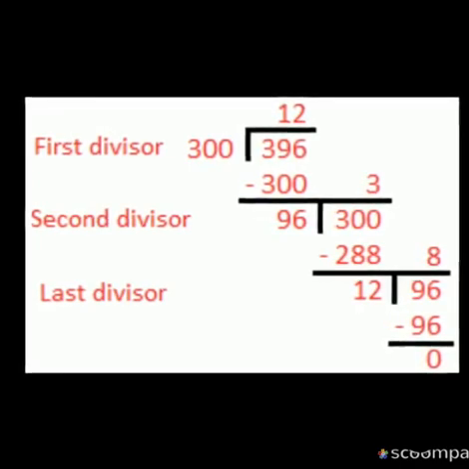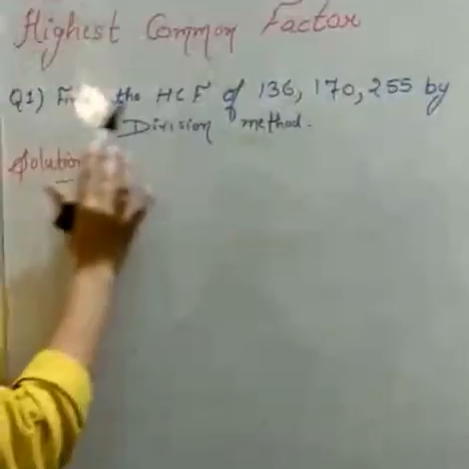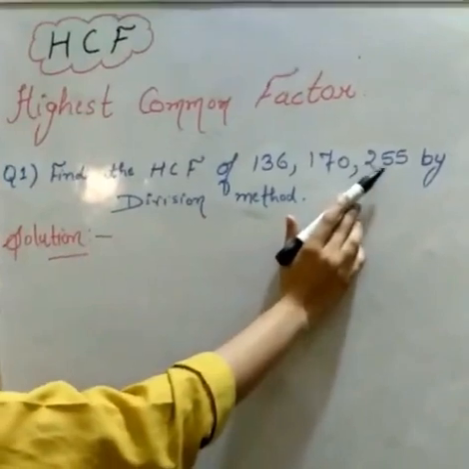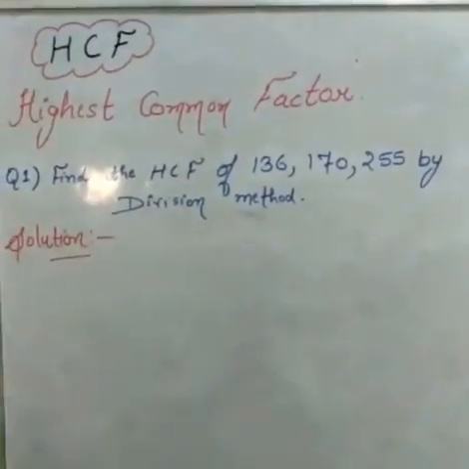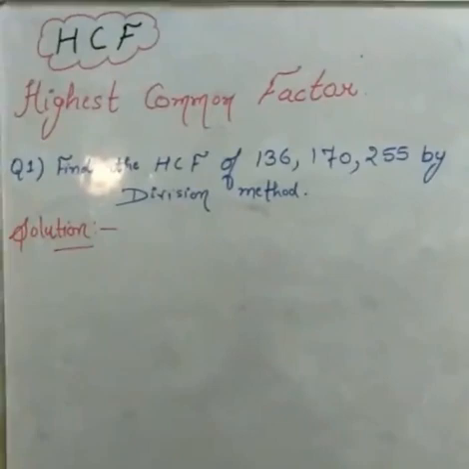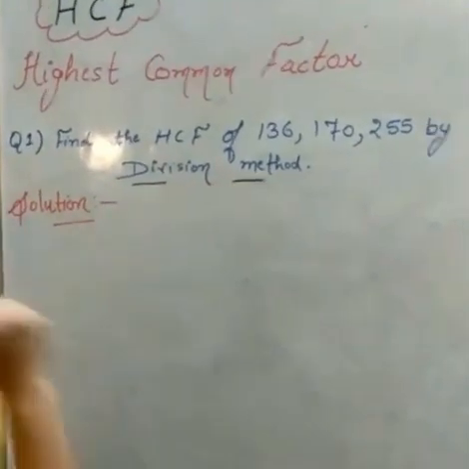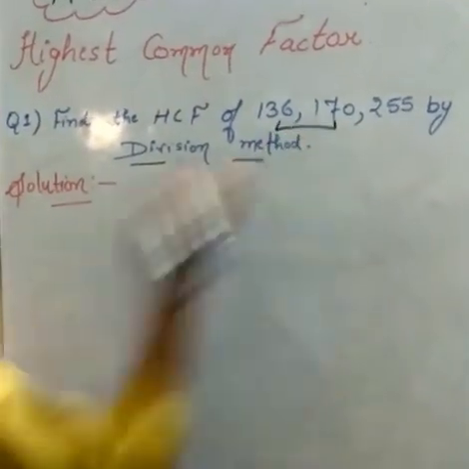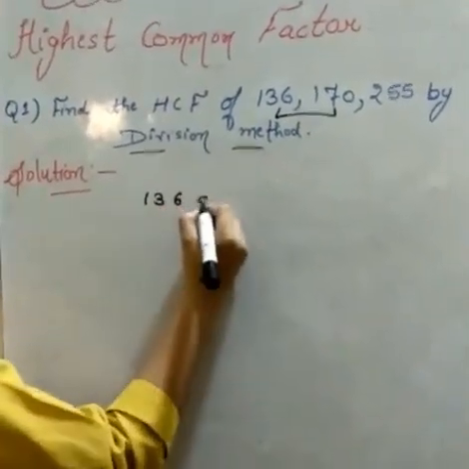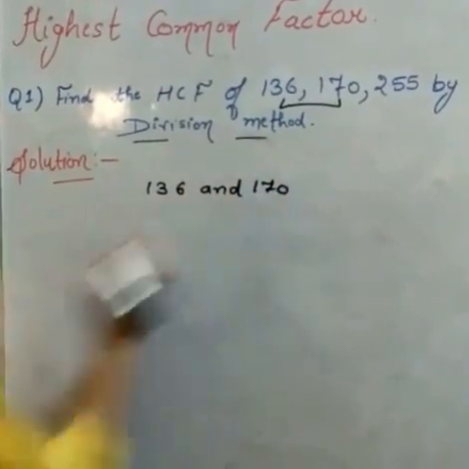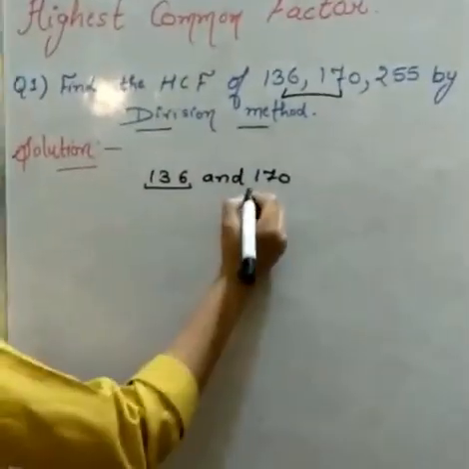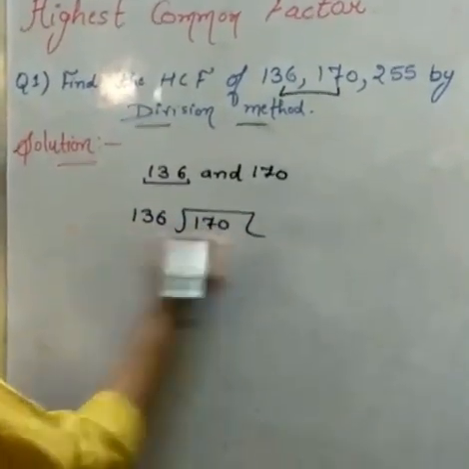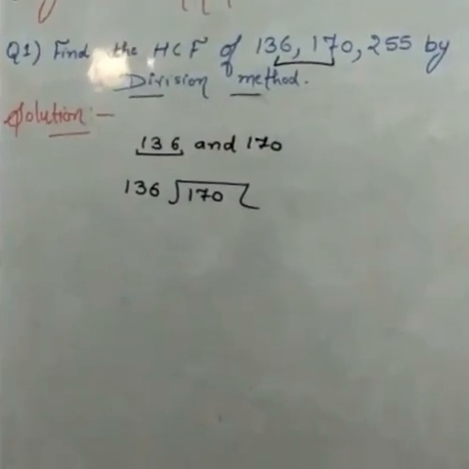So, let us discuss it with the help of an example. The HCF of 136, 170, 255 by division method. So now we will find the HCF of these three numbers by division method. Firstly, see, out of these three numbers, I am taking these two numbers first, 136 and 170. 136 is smaller than 170, so 136 will be divisor and 170 will be dividend.